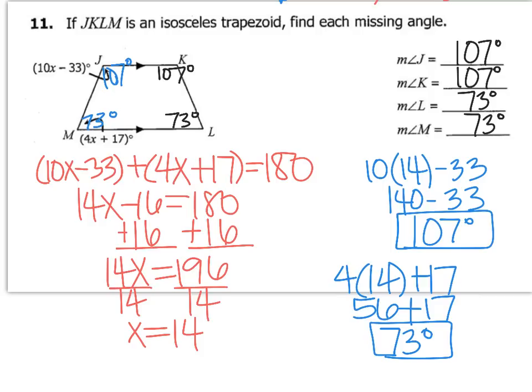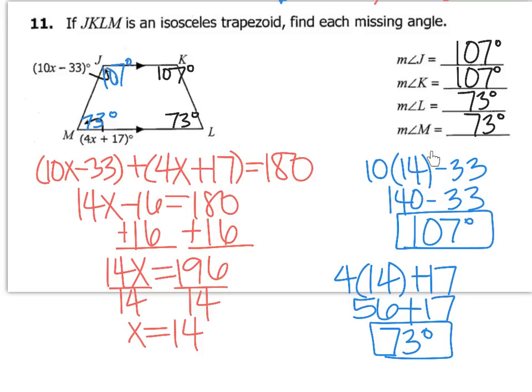All right, so after working out number 11, the first thing you should have done was set 10x minus 33 plus 4x plus 17 equal to 180, because angles J and M are supplementary because they're consecutive. Once we set that equal to 180, combine like terms, move the constants to the other side, divide by 14 to get x by itself, we find that x equals 14. Then you want to take x equals 14 and plug it back into each of these expressions in order to solve for angle J and M.